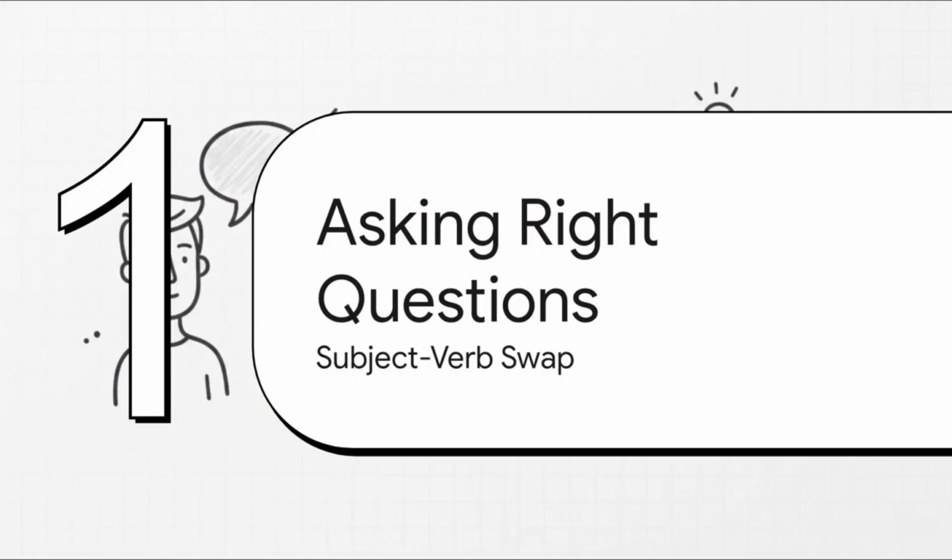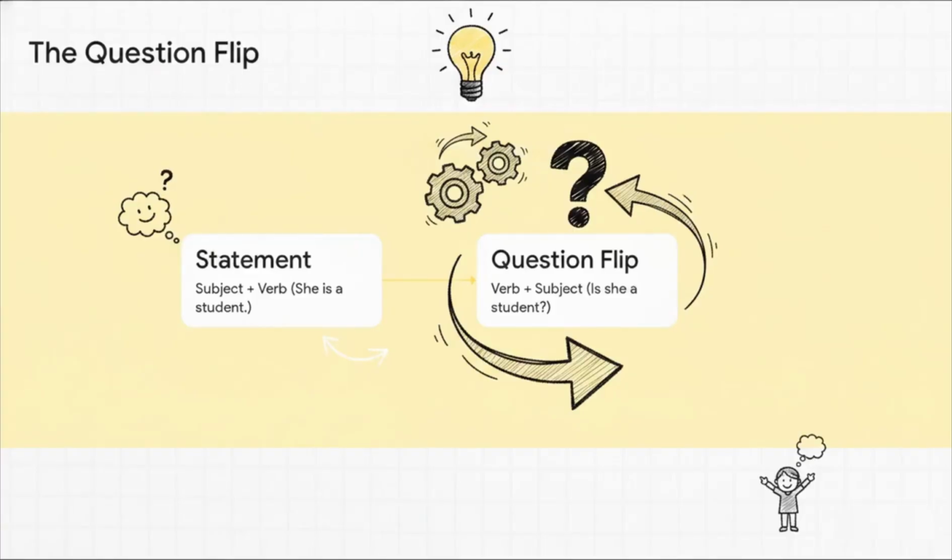All right, let's see how this builds in section 3, asking the right questions. Subject-verb swap. Now, turning a statement into a question is probably the biggest stumbling block for beginners, but it's actually incredibly simple once it clicks. Think of a standard statement, subject plus verb. She is a student, right? To make that a question, we just do a magic little flip.